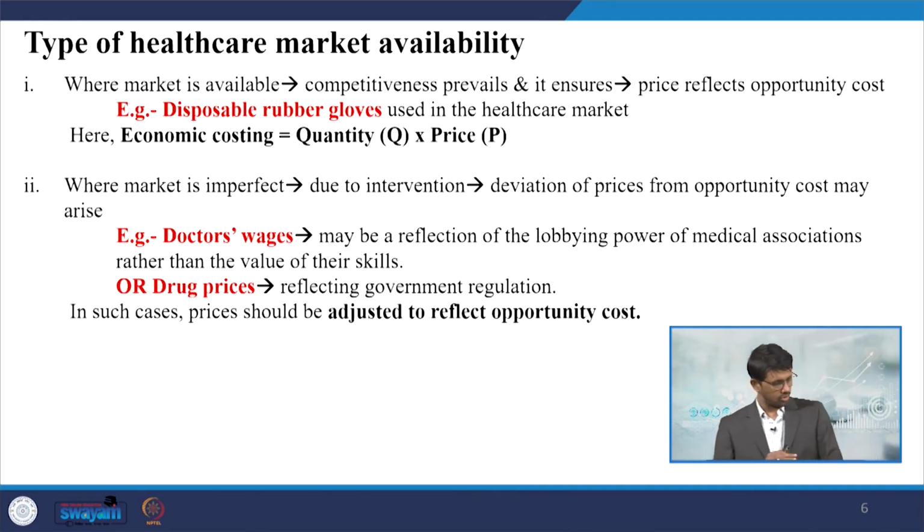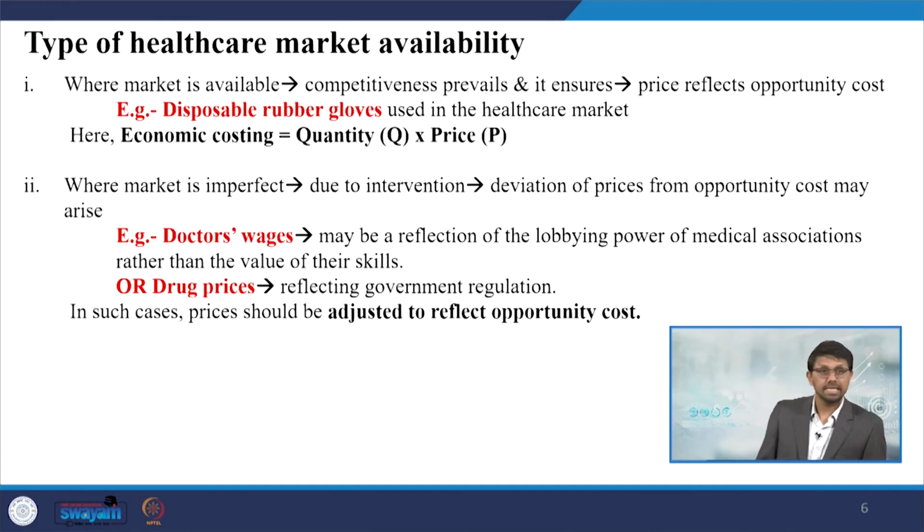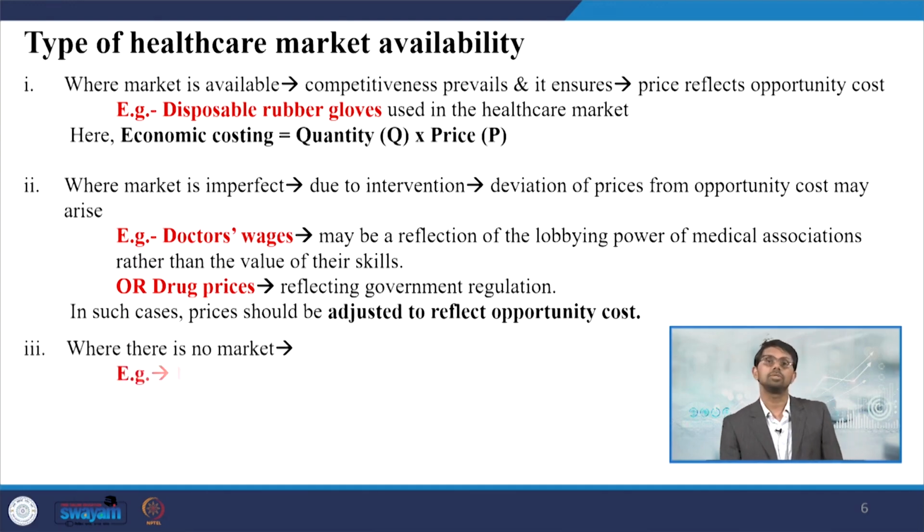If the competitive structure is not prevailing, then of course pricing deviations are noted. For example, doctors' wages may be a reflection of the lobbying power of medical associations rather than the value of their skills, or drug prices may reflect government regulation. In such cases, prices should be adjusted to reflect the opportunity cost.